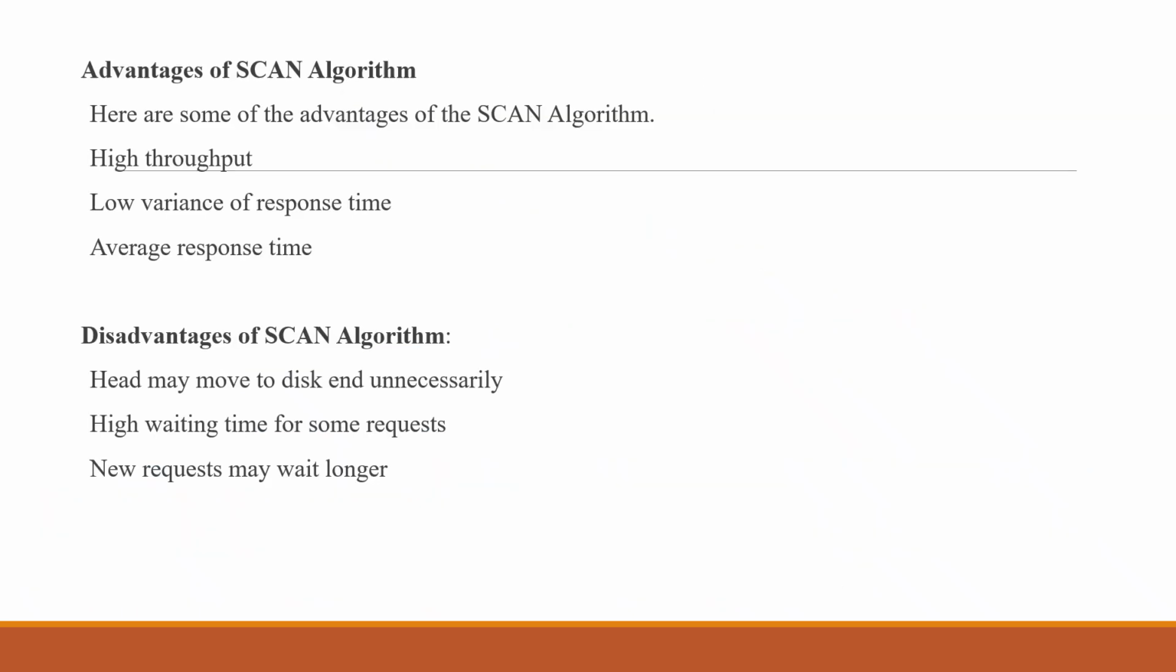So here some advantages are high throughput, low variance, and good average response time. Here the disadvantages may be high waiting time. Since the processes are reached in one direction, we will start moving in the other direction. So here higher waiting time will be for some requests.